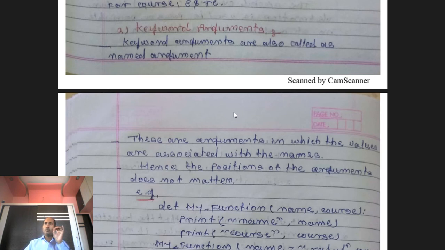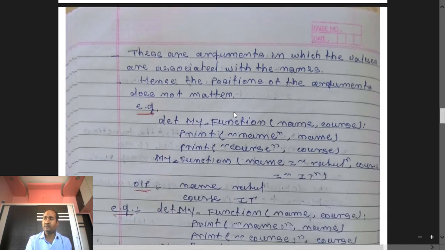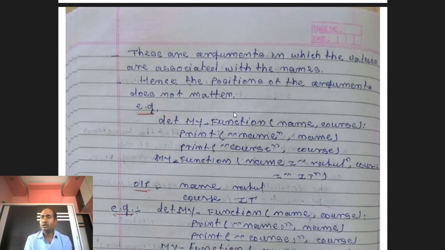Suppose course is equal to IT, so course is assigned to that particular string. That means each and every argument is assigned to its particular name. These are called named arguments, and hence the position of the argument does not matter. Suppose you change the position of the arguments, they still take the proper values even if the sequence changes.